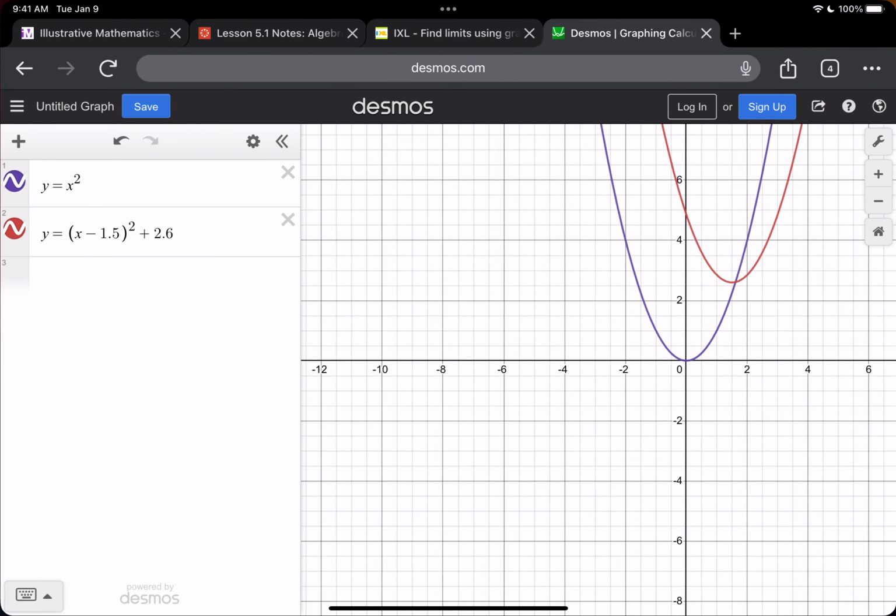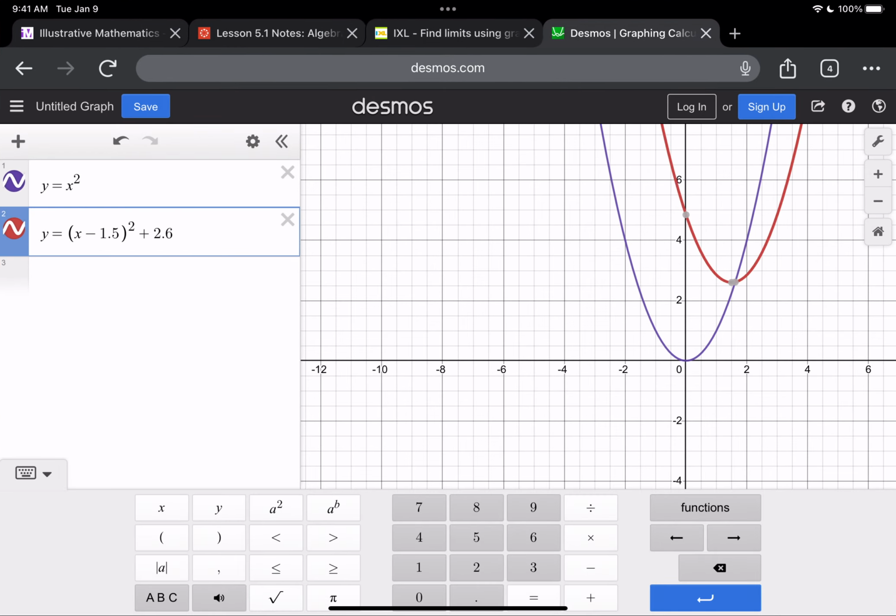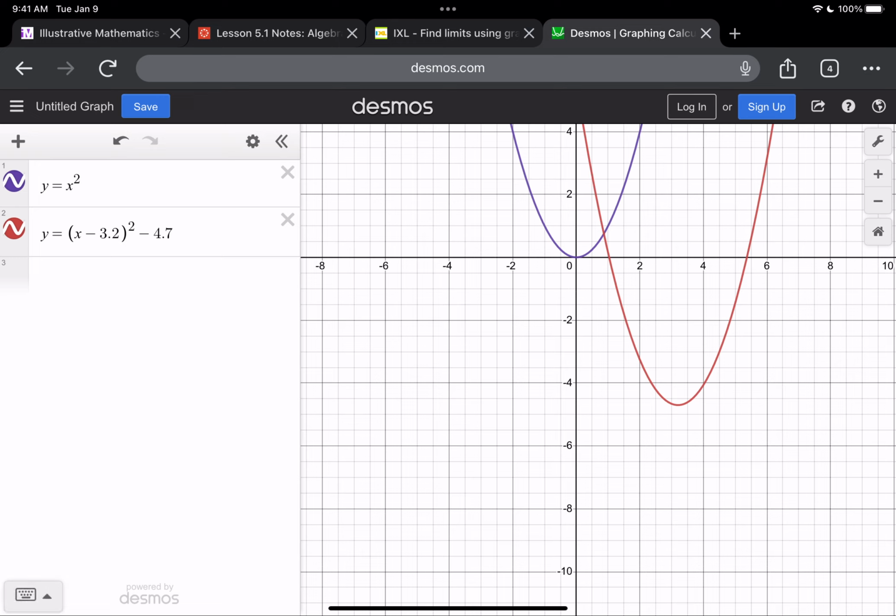So I'm just going to edit this equation here. Minus 3.2, and then minus 4.7. So the graph moved. It went to the right 3.2, and then went down 4.7. So that's my new vertex, which is what I want.